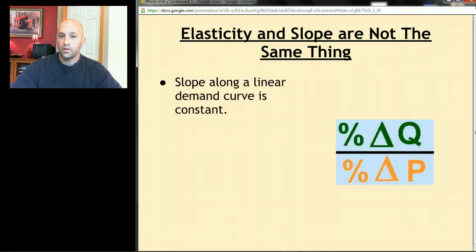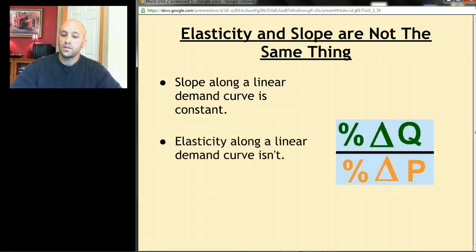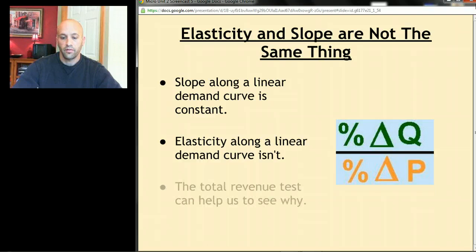Slope along a linear demand curve stays constant. Slope doesn't change along a constant line. But elasticity along the linear demand curve isn't constant. It changes all the time as you move along the demand curve. And we can use the total revenue test to see exactly why that is.